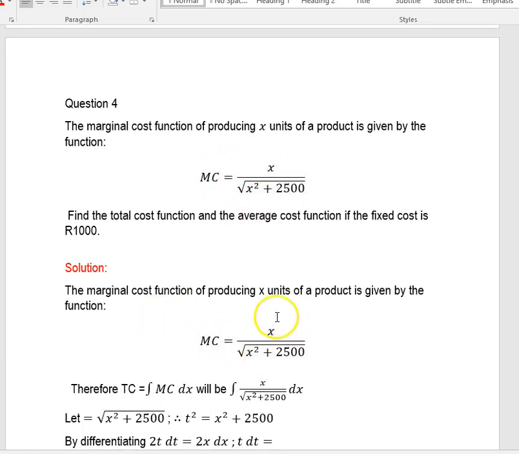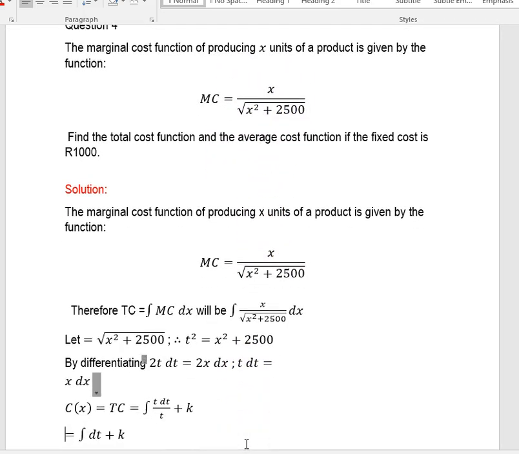So it means that I have to find my total cost, and from there I need to integrate that. If you look here, you can see I will integrate my MC to get my total cost. Now, in doing this, we need to use a substitution method. Let's say t equals the whole of that denominator. If I square both sides, t squared will give me that. And then from there, I can differentiate that.